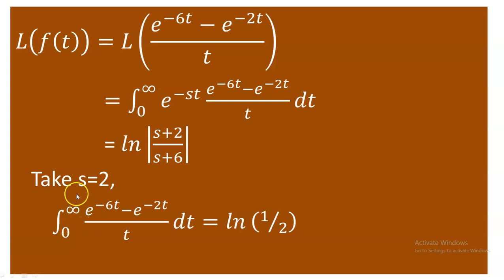e to the power of minus 2t times e to the power of minus 6t minus e to the power of minus 2t over t is going to be ln 1 over 2. But we knew that ln 1 over 2 is the same as negative ln 2. So the Laplace transform is helpful in order to find integrals of this kind. Now what comes next from this is the following one, okay?